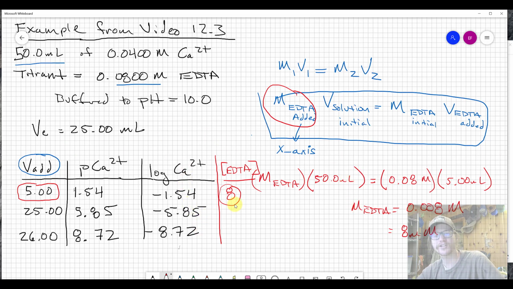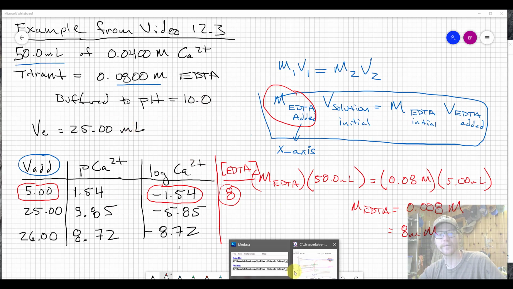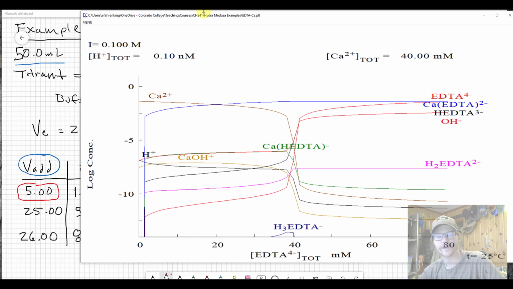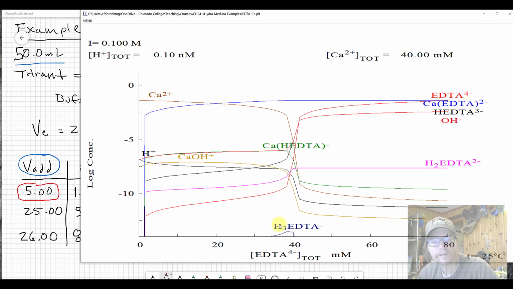So at 8 millimolar, we should have a log calcium concentration of minus 1.54. That's what we computed by hand in the previous video. And if we look up at our curve here, let's see, I'll just open this up a little bit. We can see that at 8 millimolar, so here this line is 10 millimolar if this is 20. So just below this line, if we go all the way up here, this line here is minus 2.5, so that fits pretty well with the fact that this should be roughly exactly what we calculated.